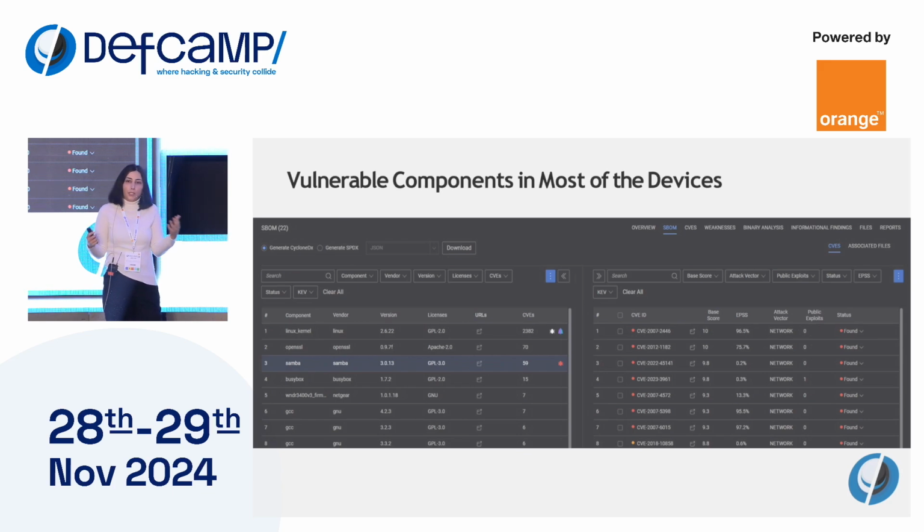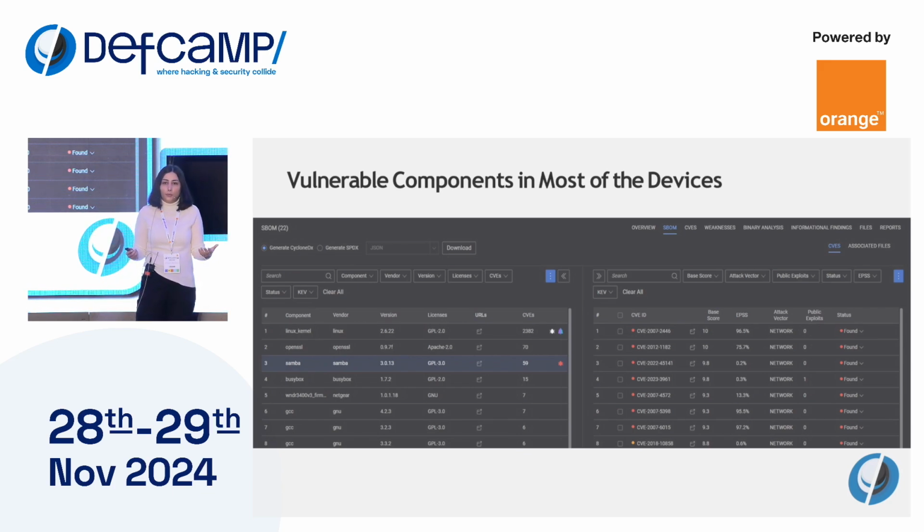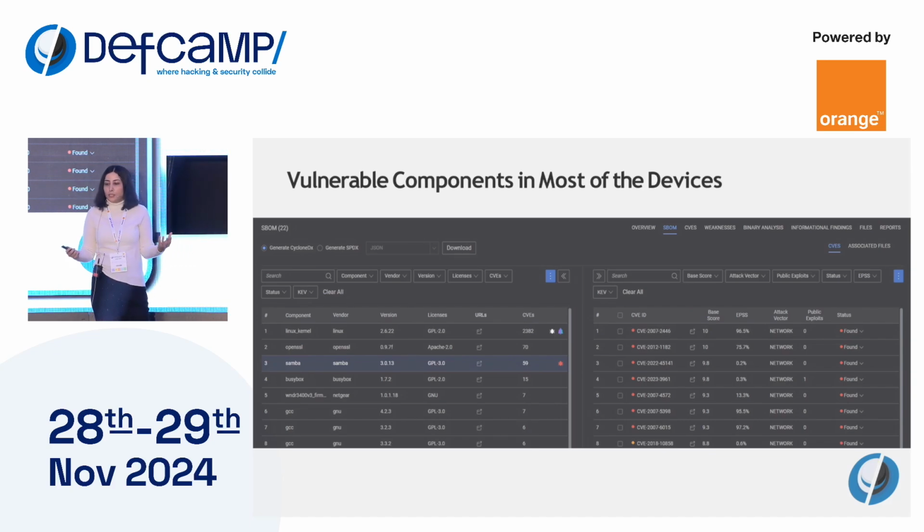Now I'm talking about what you can really identify using firmware analysis. The first thing is vulnerable third-party components. As I told you, SBOM, software bill of materials. When you have a firmware, you have several components, and in every firmware we scan, we can identify several components. A lot of them have CVEs.